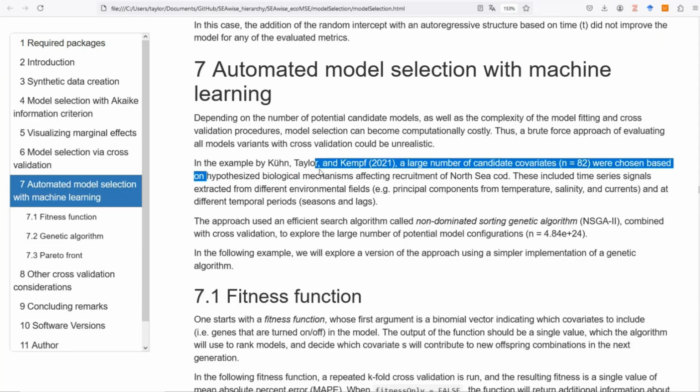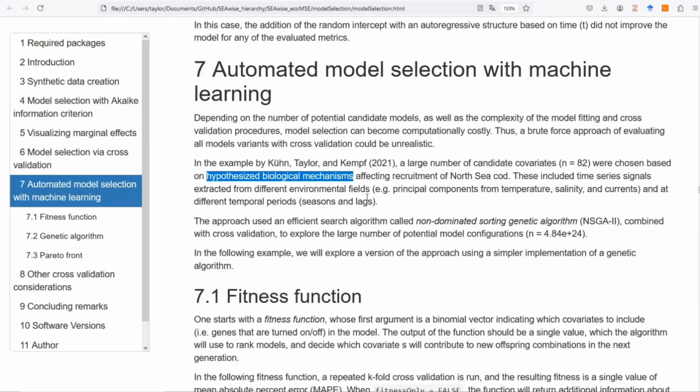They were based on what we thought were potential biological mechanisms for the recruitment of North Sea cod. And they were time series signals extracted from environmental fields at different time periods, so different seasons or a yearly average or different lag values. So there ended up being quite a lot. In fact, I had to look this number up: this is 4.84 septillion possible models, and that's without any interactions of any of these covariates.